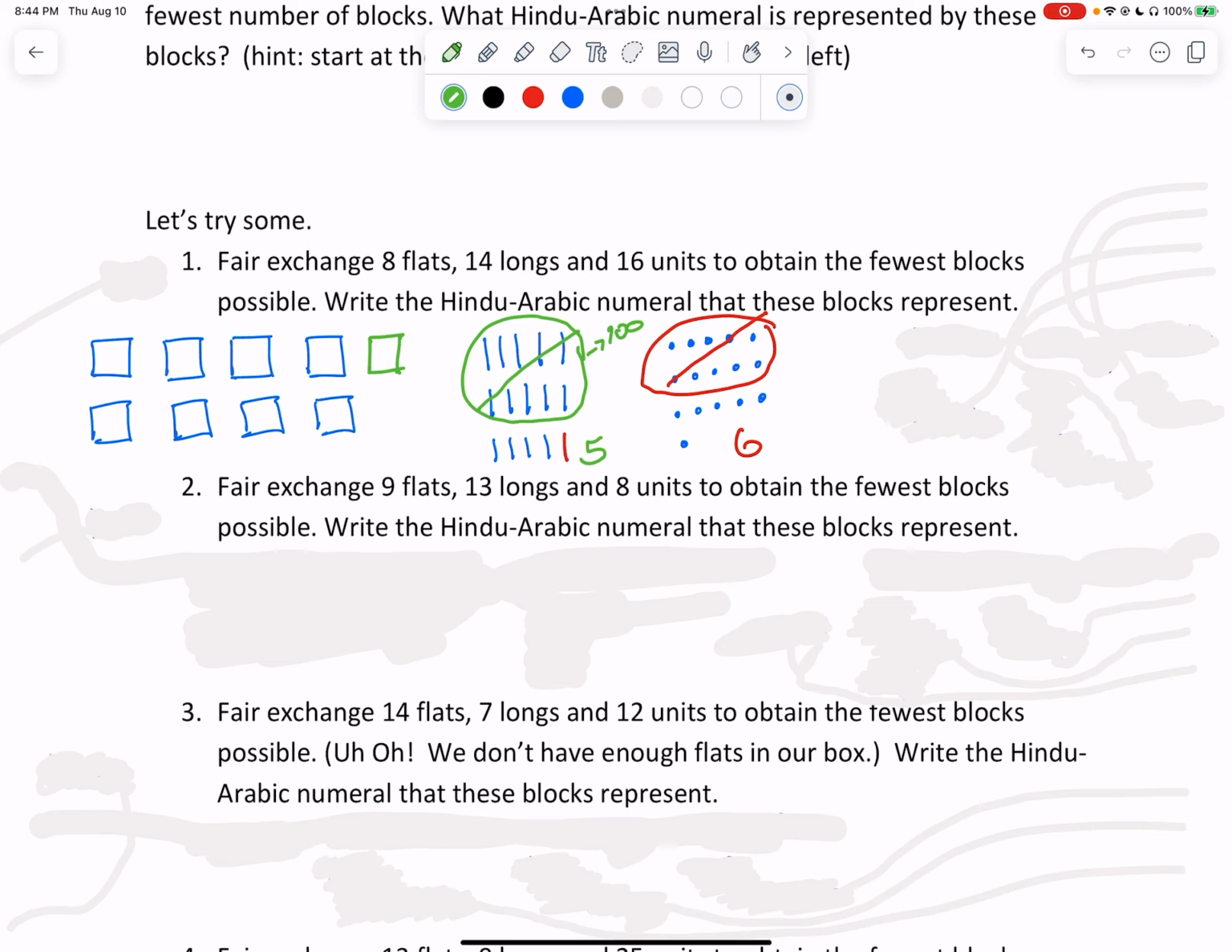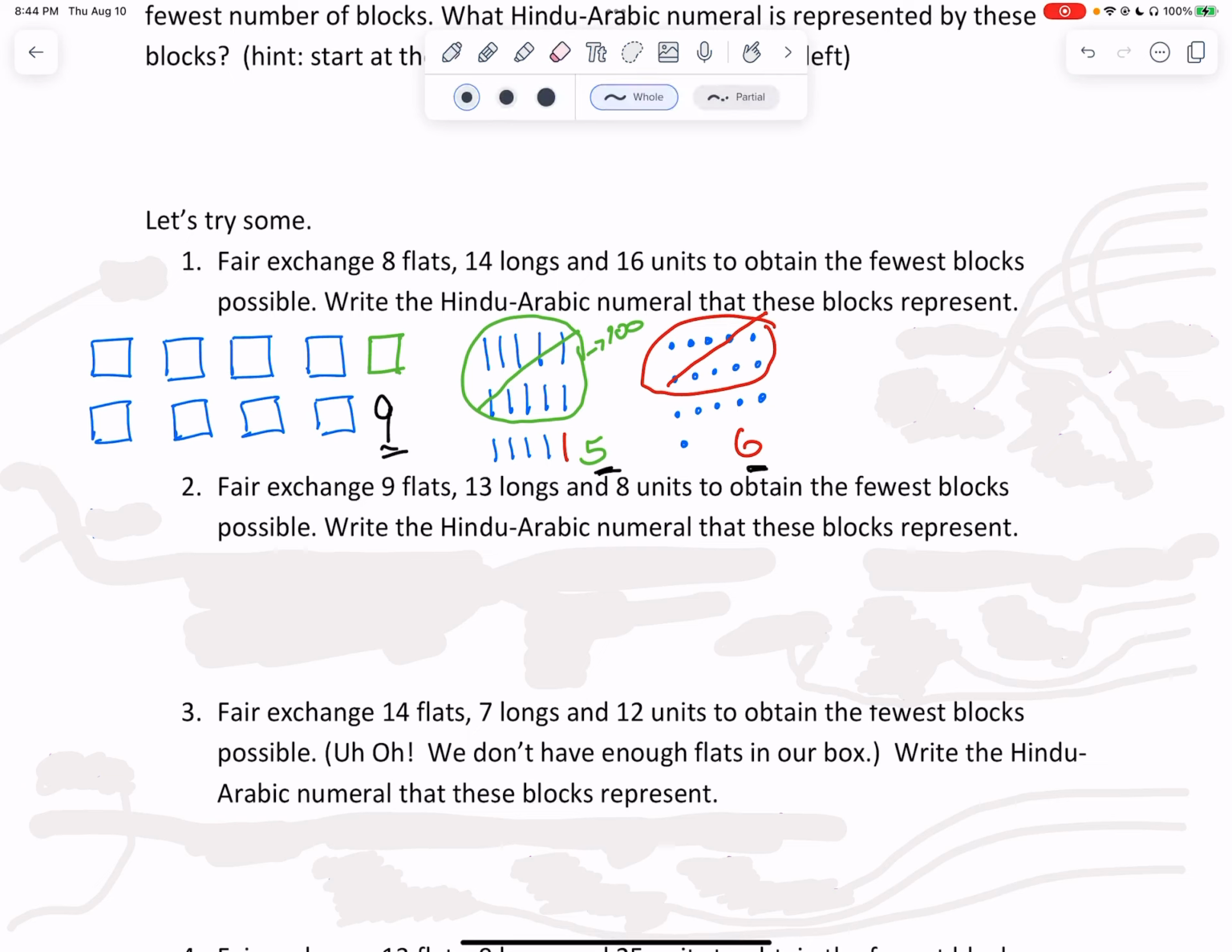And then for our flats, we actually have, let's see if I've got some more colors in here. Maybe not. Okay. So we have 1, 2, 3, 4, 5, 6, 7, 8, 9. So we have 9 flats, and I can't trade those out. So we have a 9, a 5, and a 6.